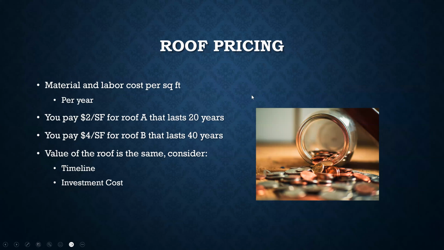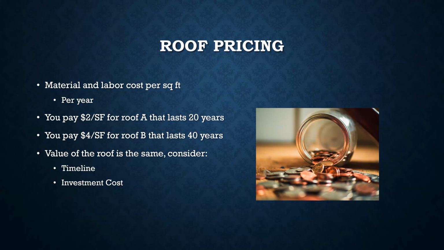An important thing to think about when you're considering roof pricing is that you should not just look at the cost per square foot, because there are more factors than that. If you buy a cheaper product that lasts shorter versus a more expensive product that lasts longer, in our example here, if you were to pay $2 a square foot for roof A that lasts 20 years and $4 a square foot for roof B that lasts 40 years, and they were to actually last that amount of time, then the value of the roofing is the same.